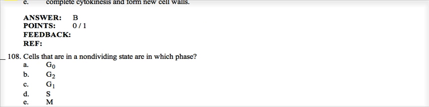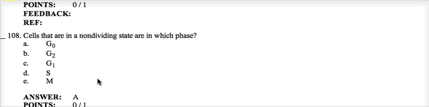Cells that are in a non-dividing state are in which phase? So please make sure that you study the phases. So when are they in a non-dividing state? It's A, the G0 phase.